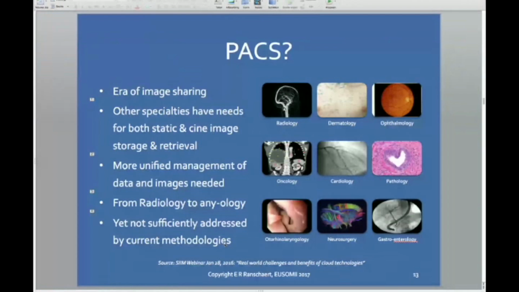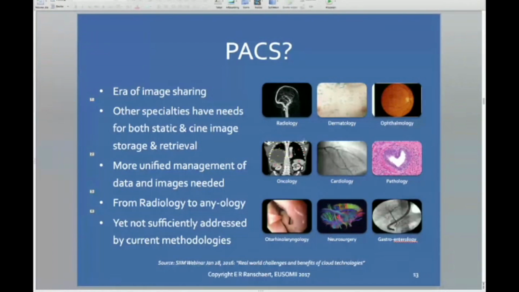So is PACS still for radiology? Is it only for us? Or are there also other specialties that need storage of both static and cinematic images? So yes, there are often other specialties. As you can see on the image, we have dermatology producing images, ophthalmology, pathology, cardiology, etc.